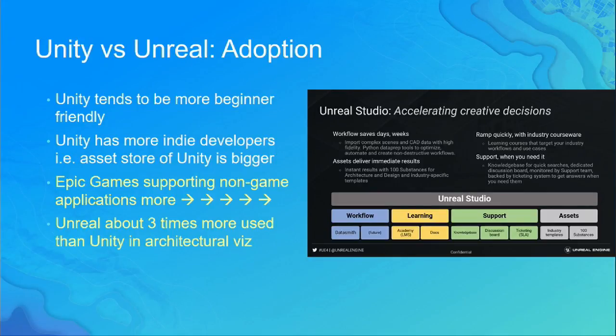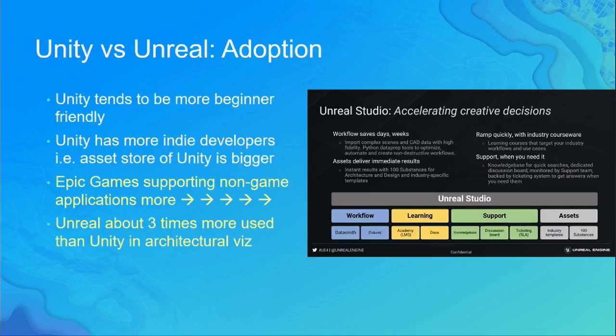Then the adoption, as already mentioned: Unity has a bigger community, especially of indie developers. And the asset store of Unity is much bigger. It's really, really cool to browse it and look at it. Then with Epic Games, we have the owners of Unreal. They're really interested in non-game applications. That's something they're pushing. I think this just came out now, and they have this Datasmith. I'll talk a bit more about that afterwards.